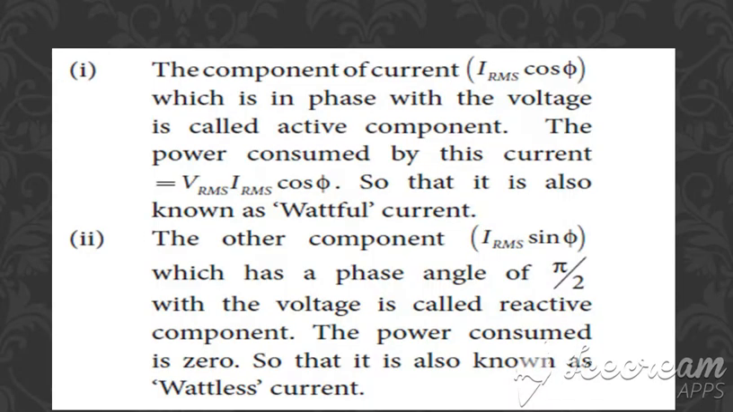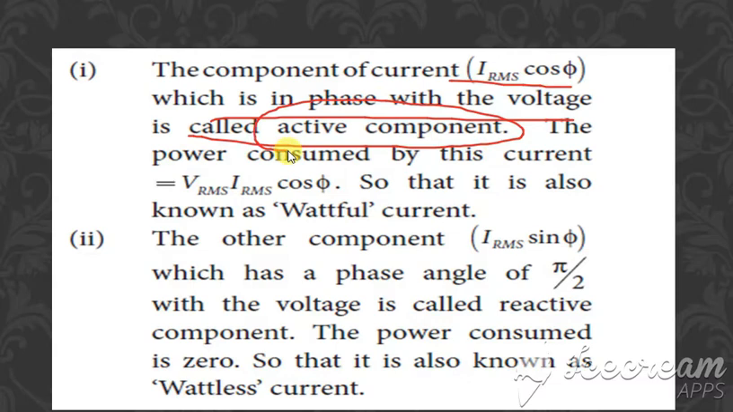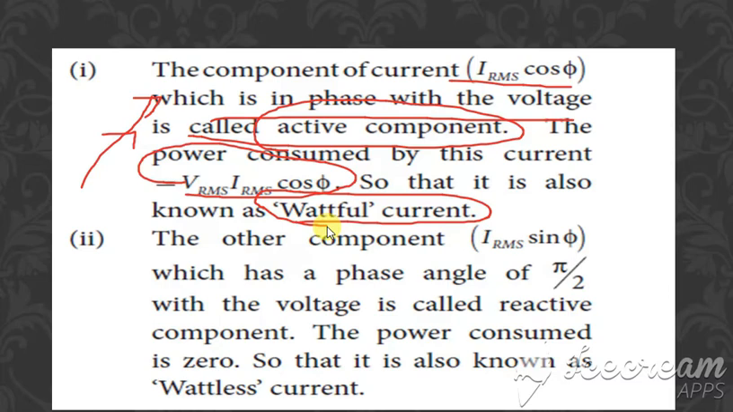The component of current IRMS cos phi is in phase with the voltage. That is called the active component. Why is it in phase? Because it is along the same direction. And so the power is given by VRMS IRMS into cos phi, and that current is called a wattful current. That is the power which is flowing, so it is called a wattful current.